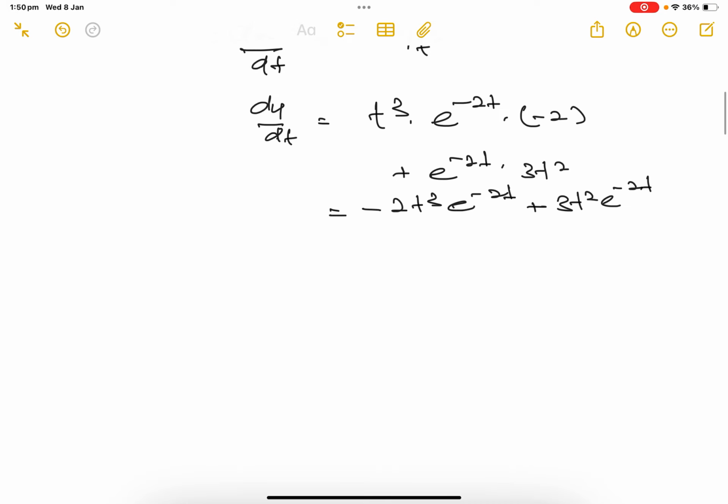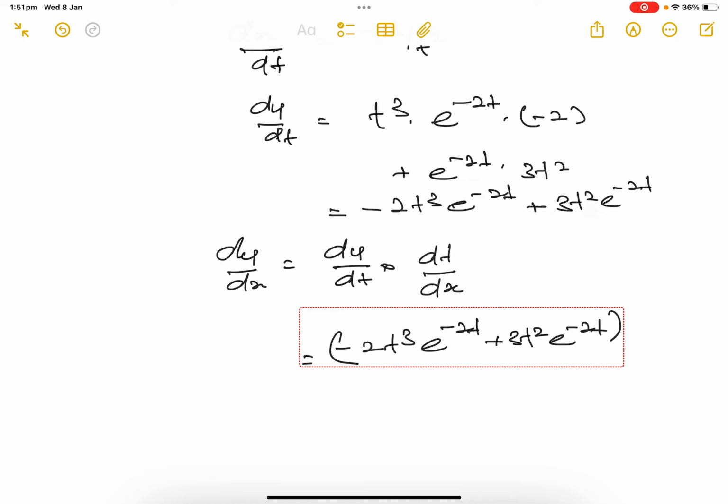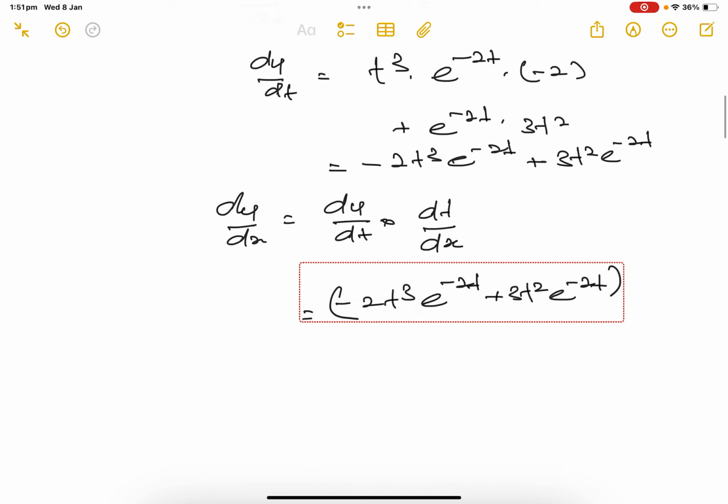dx over dt we know. What we need is dy over dx. So dy over dx equals dy over dt times dt over dx. dy over dt is minus 2t cubed e to the minus 2t plus 3t squared e to the minus 2t, in brackets. dt over dx is 1 over dx over dt. dx over dt is minus 3 over t squared, so dt over dx will be minus t squared over 3.